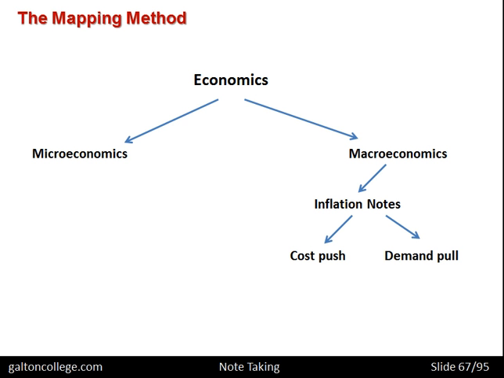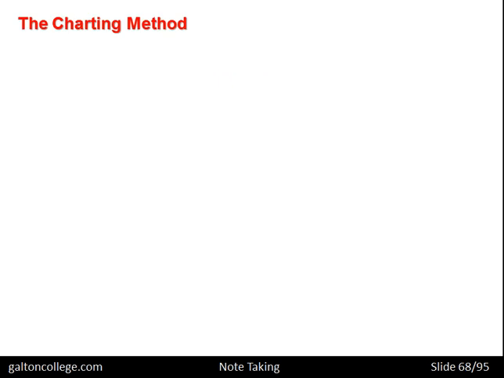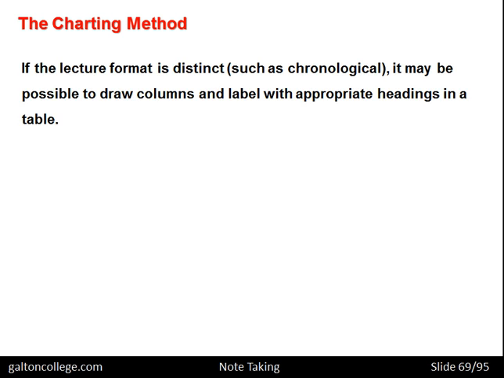And under macroeconomics there might be inflation, and inflation is again subdivided into cost push inflation, demand pull inflation, and these can be broken up into smaller topics again. So that would be the essence of the mapping system. Now let's turn to the charting method, and again very straightforward points, so I'll stay quiet and you may note them down. We're moving to slide 69.